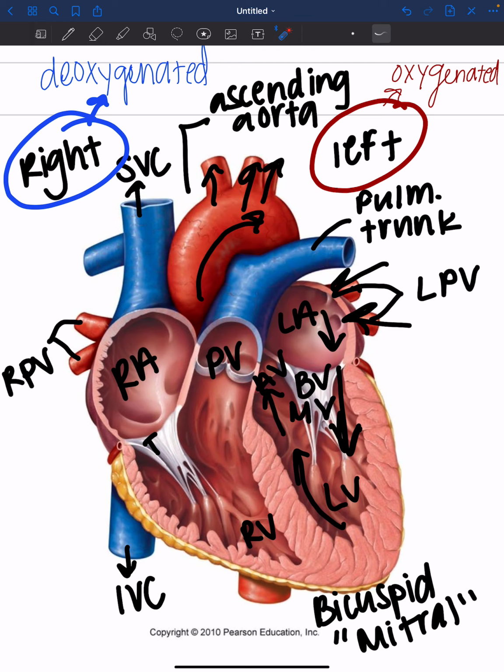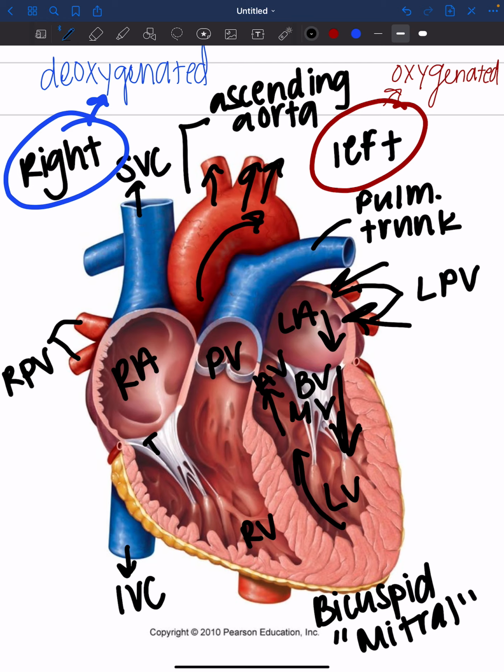So the left side is the pulmonary veins, the left atrium, the mitral valve, the left ventricle, the aortic valve, the aorta, and then it goes throughout the rest of the body. Remember, the right side is the deoxygenated side. It's the lungs. The pulmonary circuit is the heart and the lungs. The left side is our oxygenated side, our systemic circuit.